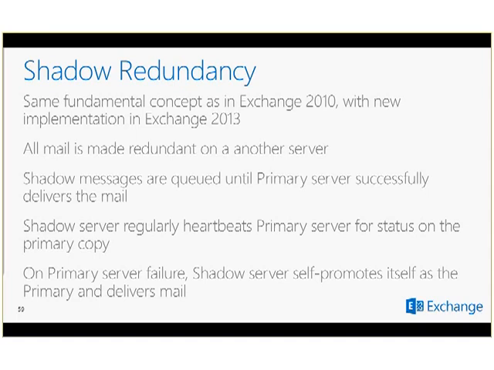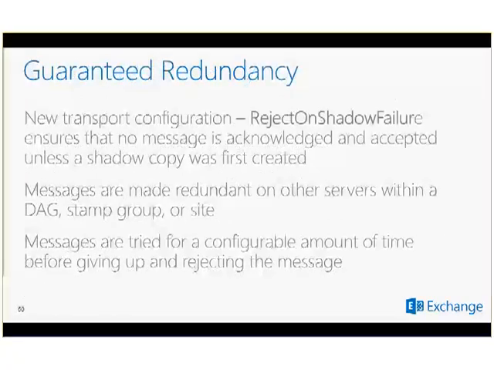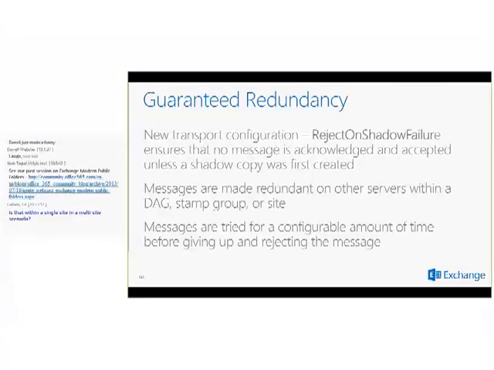Something that is new is we added something called reject on shadow failure. So if you want to make sure that every message is protected in flight, no matter what, and is never accepted if we can't promote it to a shadow copy, you could turn on reject on shadow failure. So if you turn on reject on shadow failure, if for some reason you can't make a shadow copy of a message, you'll just reject it. You'll tell the sender, sorry, try again. Because maybe you've had so many servers fail and go offline, you can't protect this message, and you want to make sure you have 2 copies of it.